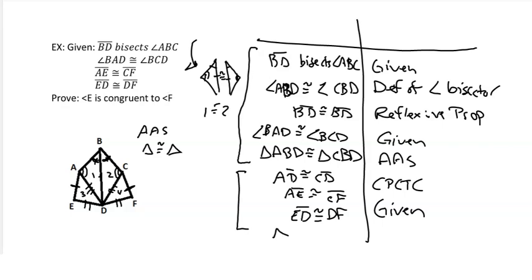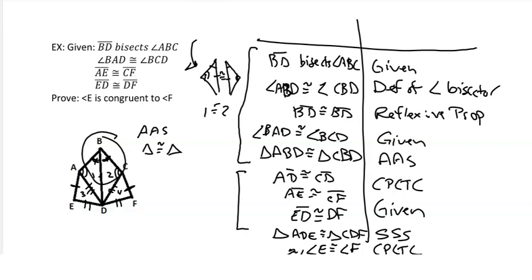which now tells us that triangles are congruent. Triangle ADE is congruent to triangle CDF by SSS, and therefore angle E is congruent to angle F by CPCTC. So this was the mother of all proofs.